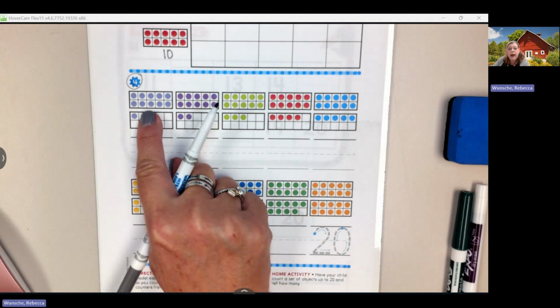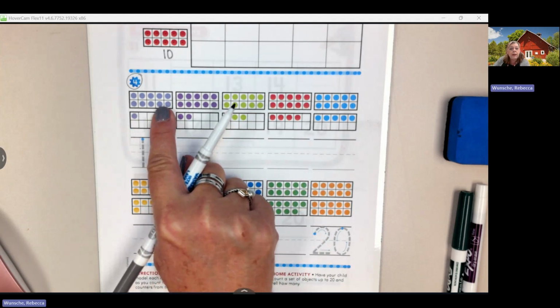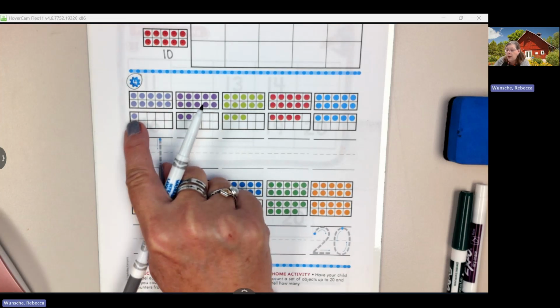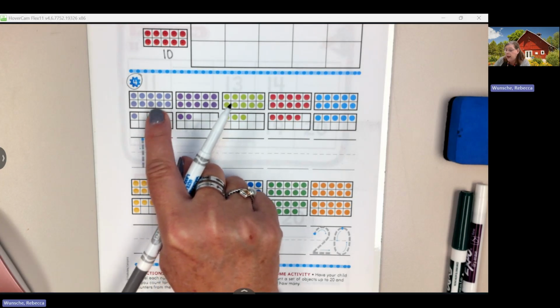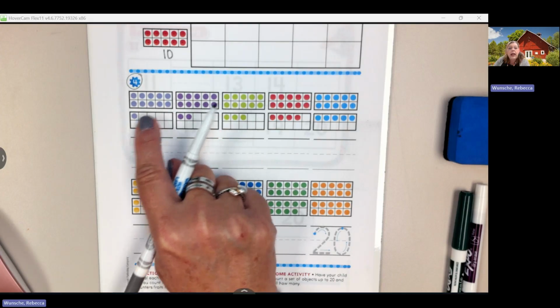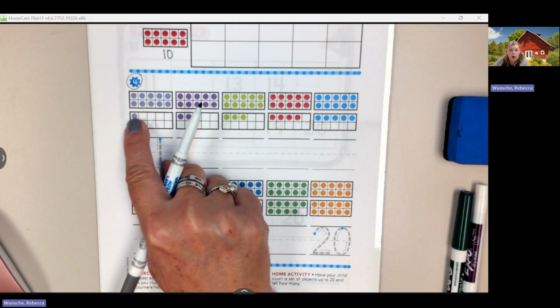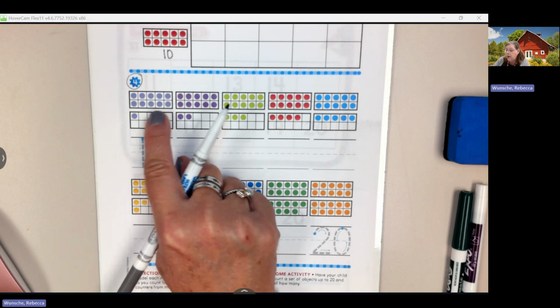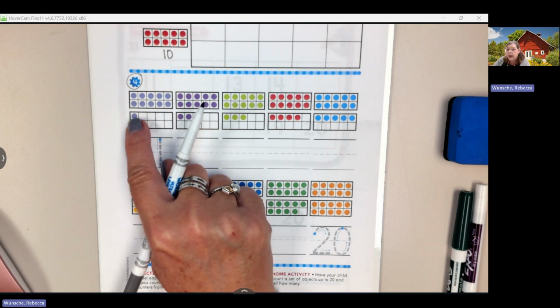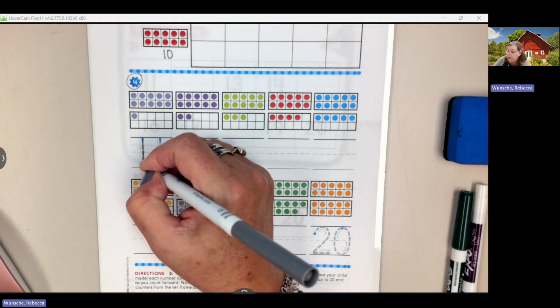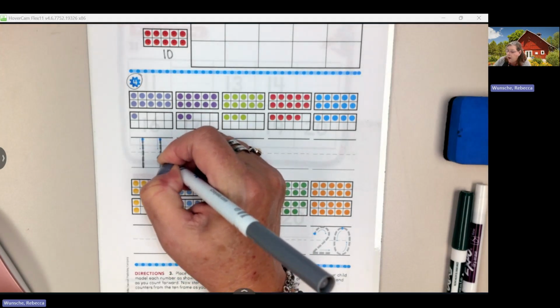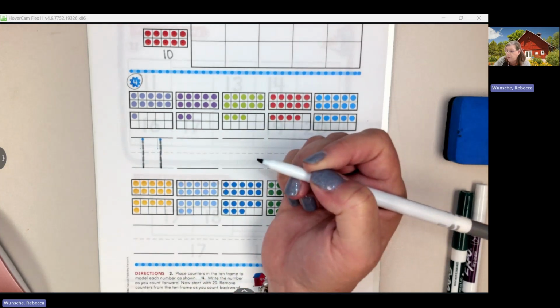So here we have a 10 frame that's completely filled. So I know that that is 10, but then we have one more in our second 10 frame. So that would tell me that I needed to start at 10 and count on to my next number. So this is 10 and my next number after 10 would be 11. And we're practicing writing that on our math page.